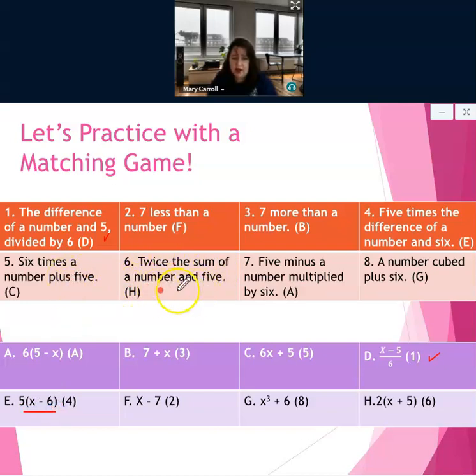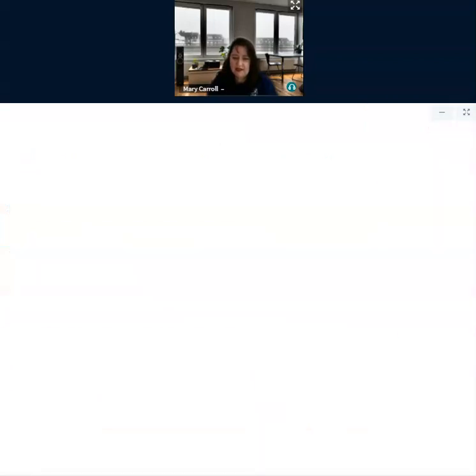Hopefully that one was easy. Twice the sum of a number n, 5. Remember, we have these, and these are going to be together. So therefore, we're going to put the 2 on the outside, and we have plus 5. Okay, makes sense? Hopefully the rest of them didn't have any issues. There's a cube in here, so for 8, a number cubed plus 6, that's what that means. The cube is a 3. So that's what we call that. Alrighty, hopefully you did well on that.